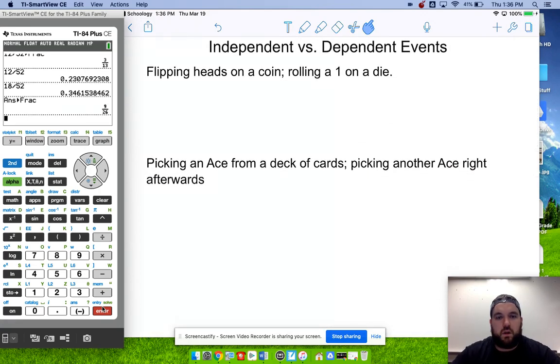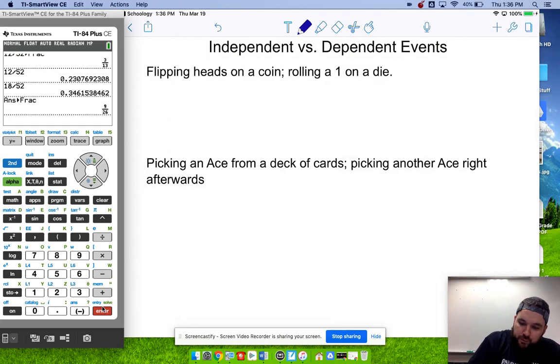So, let's take a look at this real quick. Flipping heads on a coin. If you flip a coin and get heads, does that affect the probability of you rolling a 1 on a die? Again, a die is just singular of dice, or a number cube.